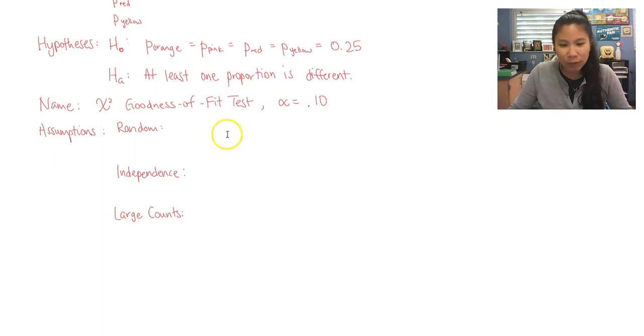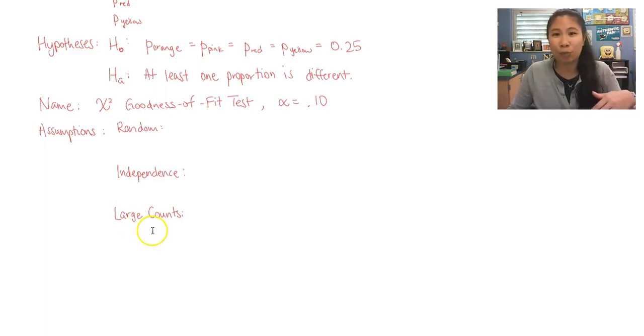And they're the same as before. We have random, independence, and we usually call the last one normal. But here I'm going to start calling it large counts. And if you think back to the other test where we dealt with proportions, we always used the large counts condition anyways, where we did n times p, n times 1 minus p had to be greater than or equal to 10. Here, it's going to be slightly different.